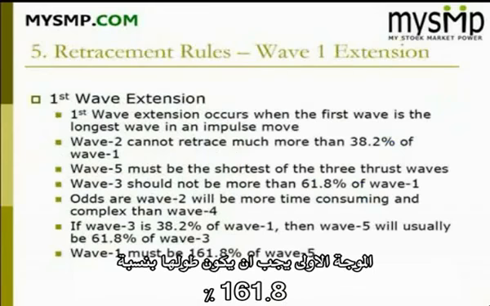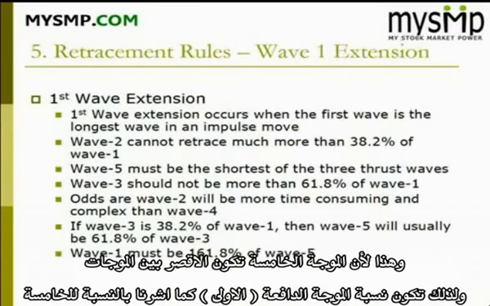Wave 1 must be 161.8% of wave 5, and this again is because wave 5 is the shortest wave, and in impulse patterns the impulse wave must be 161.8% of the shortest wave. So again, wave 1 will be 161.8% of wave 5.